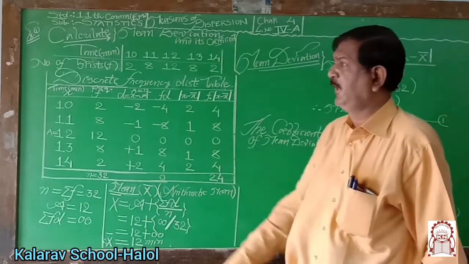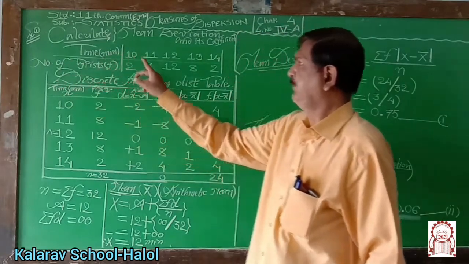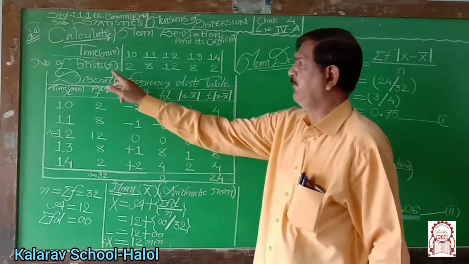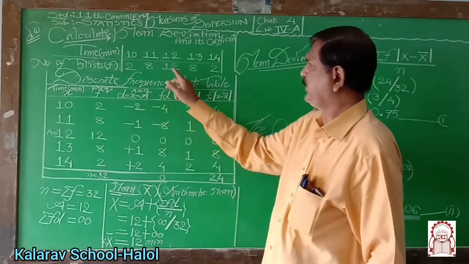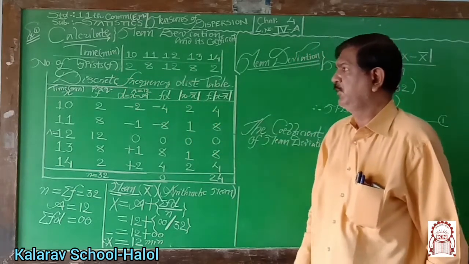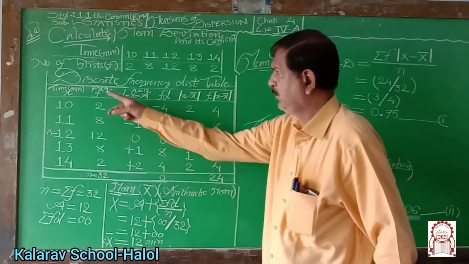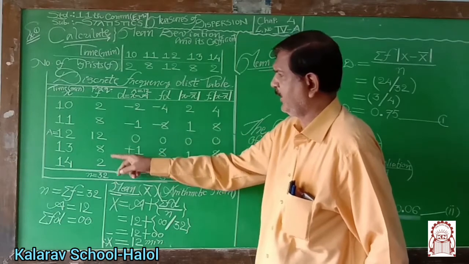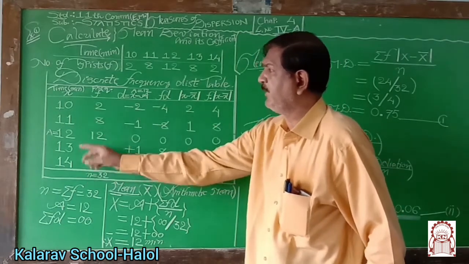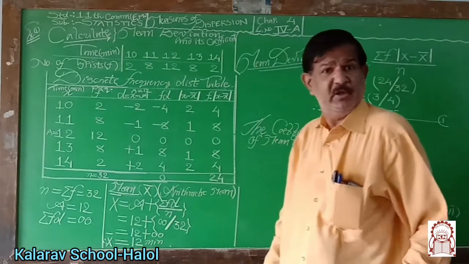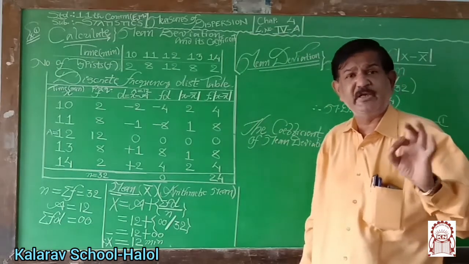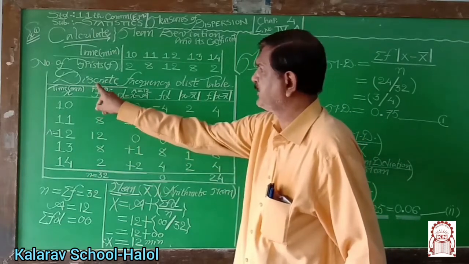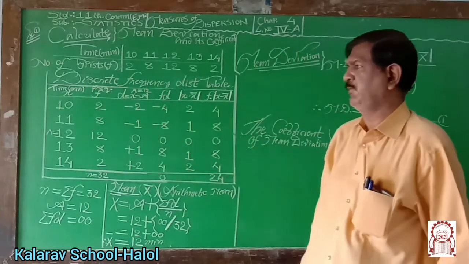Time in minutes and number of typists is given. Time 10, 11, 12, 13, 14 minutes and the frequency is 2, 8, 12, 8, 2. Frequency total, sigma F, means 32. These are the time in minutes, meaning the value of the variable. If the value of the variable is a complete integer and a single value, then it is known as discrete type frequency distribution.